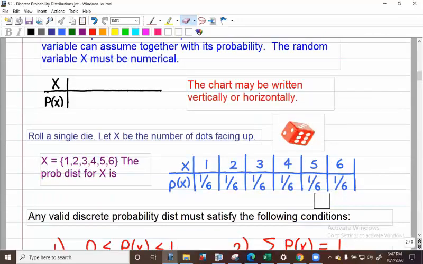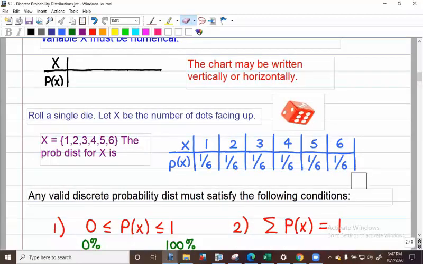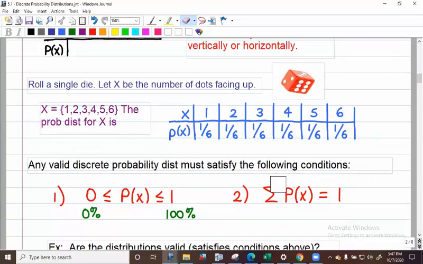Now, here's a couple of important things for a valid discrete distribution. The first one we talked about a couple of weeks ago when we first were learning probability: the individual probabilities must be between 0 and 1, or as percentages, 0% to 100%. But this one, the sum of the probabilities must add up to exactly 1. Because what that means is you have a 100% chance that one of those outcomes is going to occur.